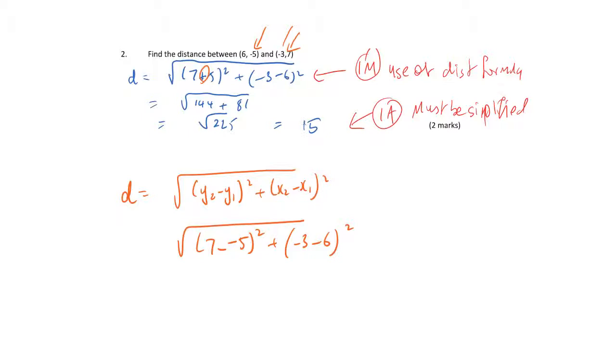From there, we just realise that that's going to be equal to 12 squared, 144. That's going to be negative 9 squared. That becomes plus 81. And then that equals root 225. What you're meant to realise is that root 225 is equal to 15. And of course, if you didn't do that, then you can't expect to get full marks there.